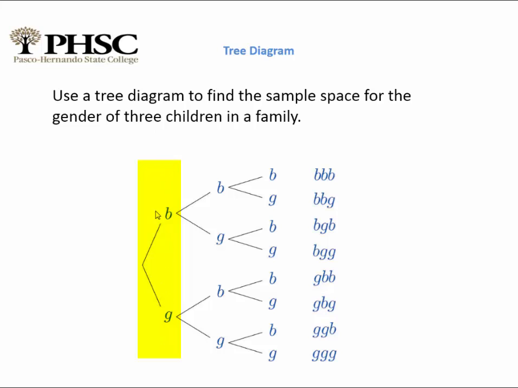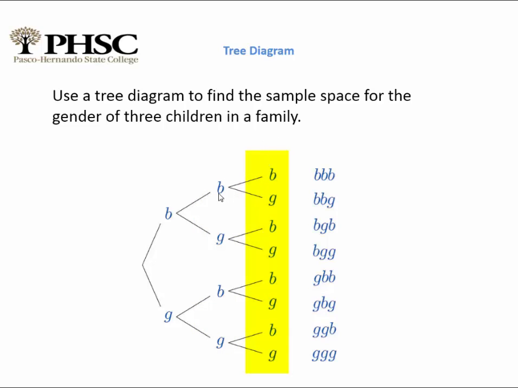So for the first child, the possibility is a boy or a girl. Now, once you have the first child, you have the second child. If the first child is a boy, then the possibility for the second child would be a boy or a girl. Or if the first child is a girl, it'd be a boy or girl. And then this last column is the third child.